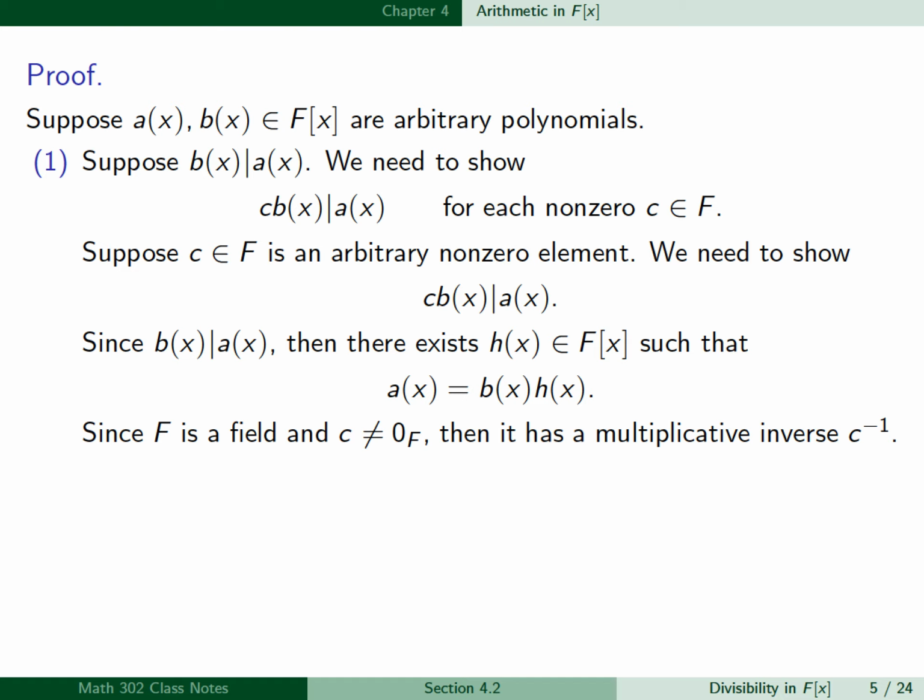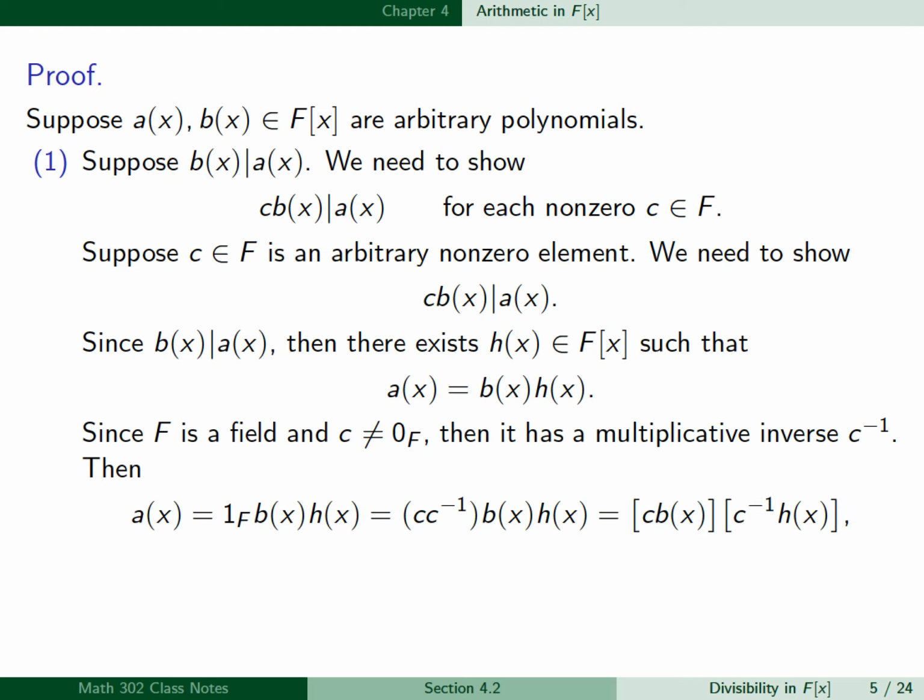Since F is a field and c is not equal to 0, then c has a multiplicative inverse. Then a(x), which is equal to b(x) times h(x), can be written as 1 times b(x) times h(x), and 1 can be replaced by c times c inverse, and we can rearrange the factors to write this as c times b(x) times c inverse times h(x). And this implies c times b(x) divides a(x). And this proves part 1 of the theorem.